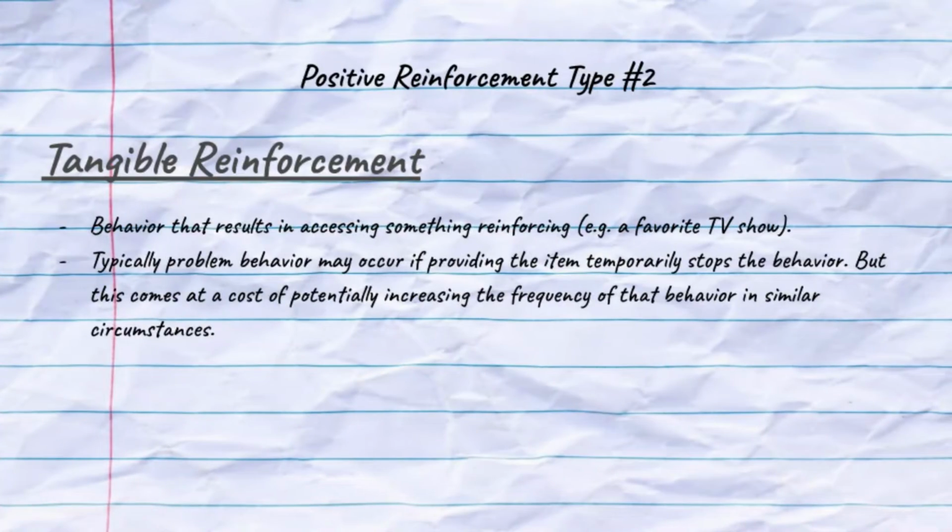Tangible reinforcement is defined as any behavior that results in accessing something reinforcing. For example, a favorite TV show. Typically, problem behavior may occur if providing the item temporarily stops the behavior. However, this comes at a cost of potentially increasing the frequency of that behavior in similar circumstances.